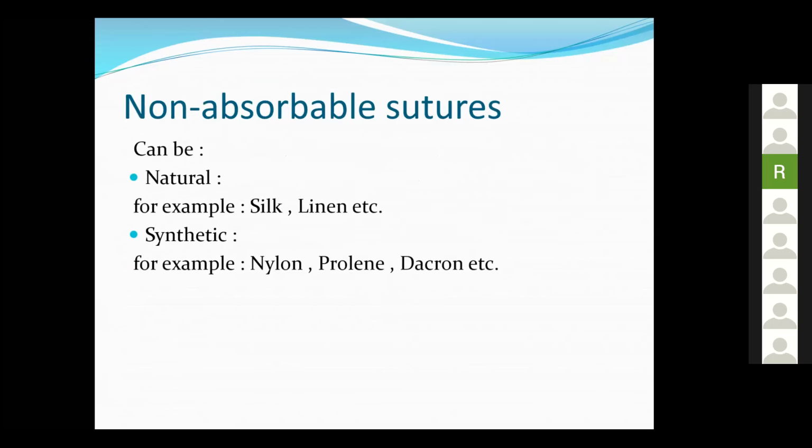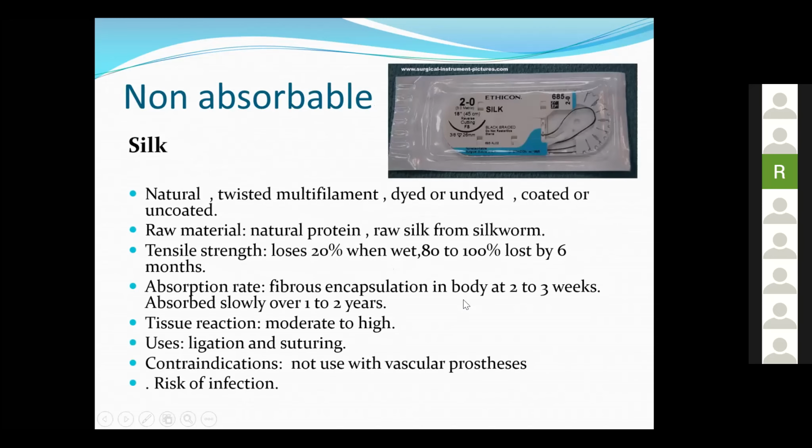Again, non-absorbable suture materials can be natural and can be synthetic, like absorbable suture materials. Among non-absorbable, the natural ones are silk and linen. Among synthetic non-absorbables, we have nylon, Prolene, Dacron. So let's see what these are.